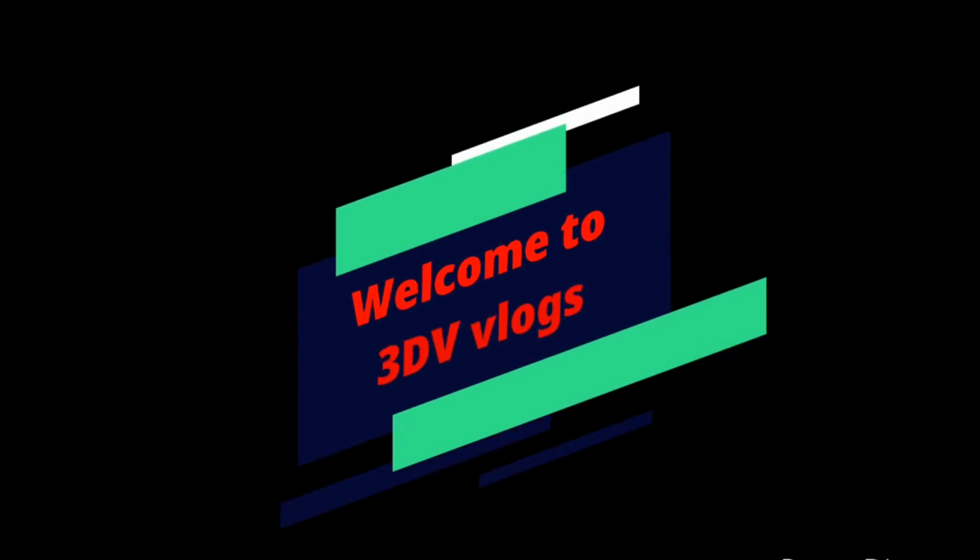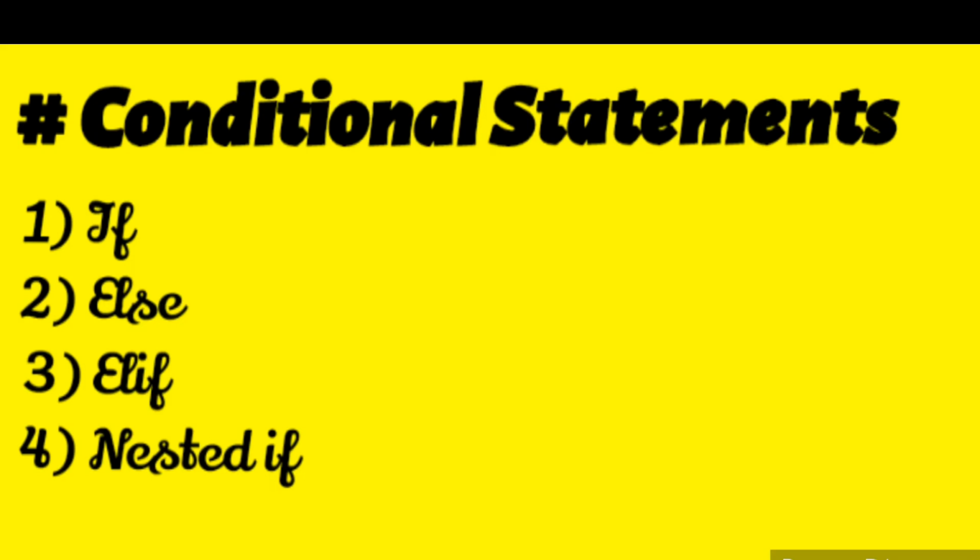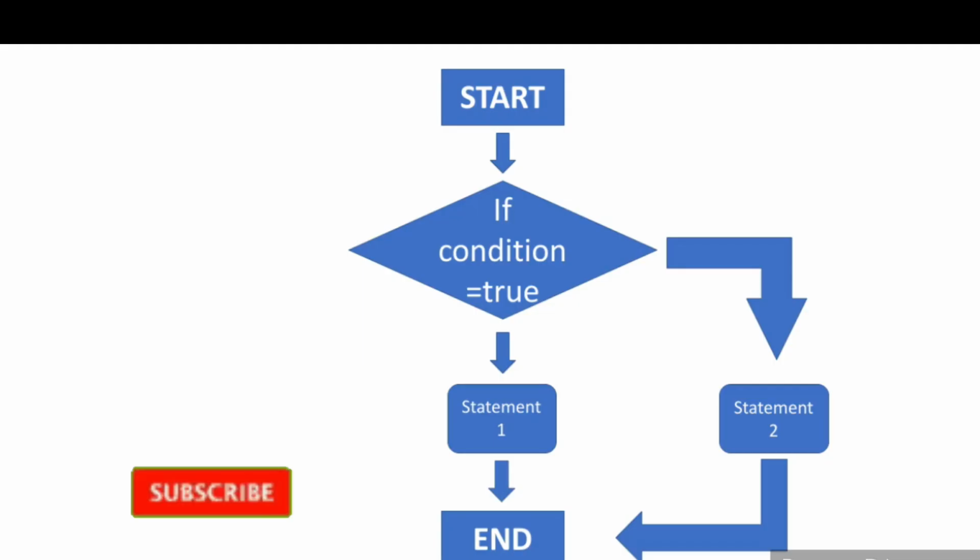This is the third video on Python tutorial. Today let's learn about conditional statements. So let's start. There are mainly 4 types of conditional statements in Python. They are if, else, elif, which stands for else if, and nested if. Before learning more deeply about it, let's understand what conditional statements are.